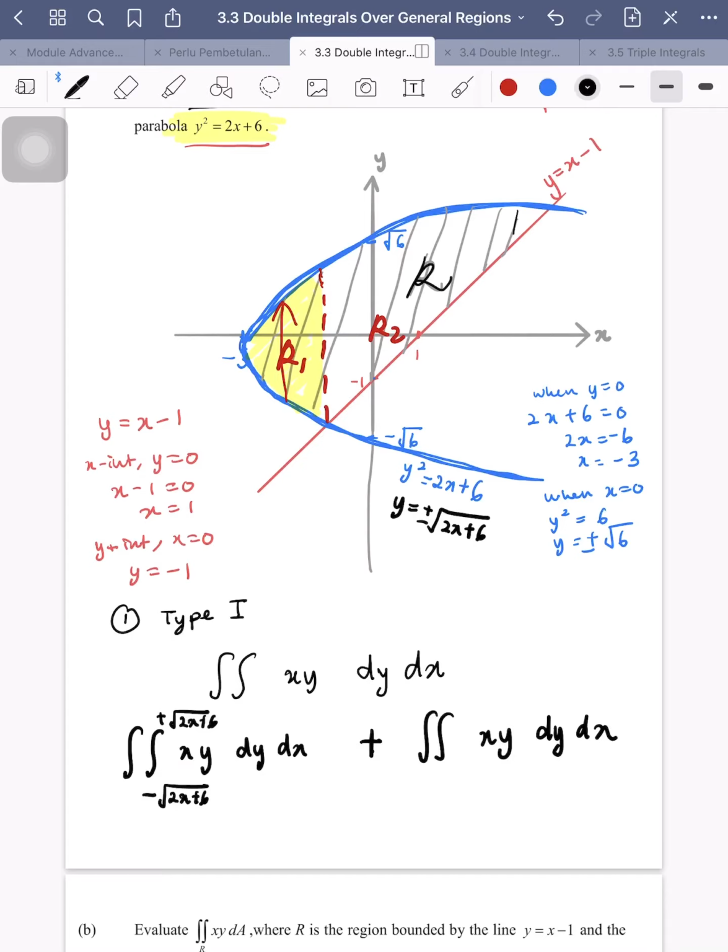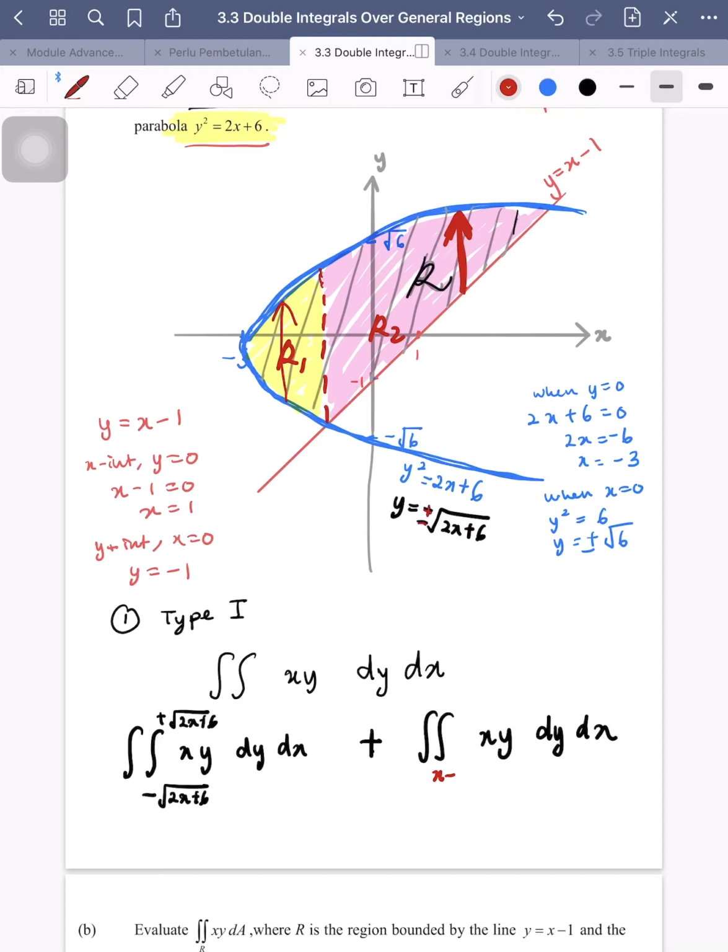Next, region 2. Let's see, I choose pink color. Okay, region 2 here. From bottom to top, viewing as dy dx or type 1 region. So from the bottom, the line at the bottom, you meet y equal to x minus 1. And on top of the line, you will get y equal to the curve, which is in this case positive or negative, you will choose.